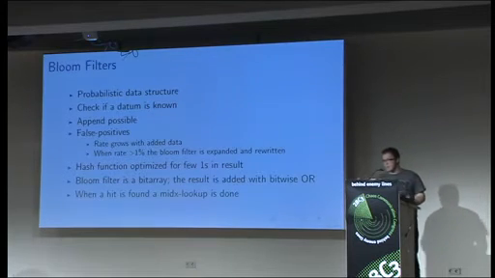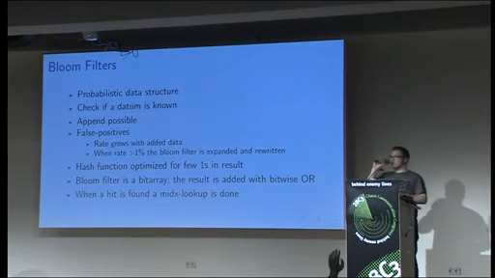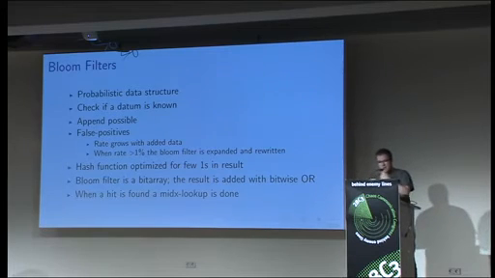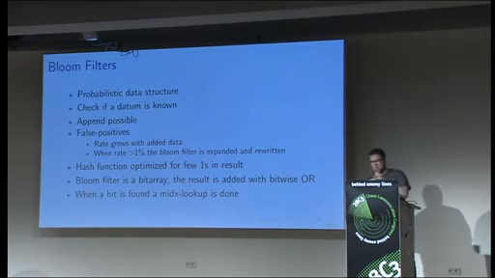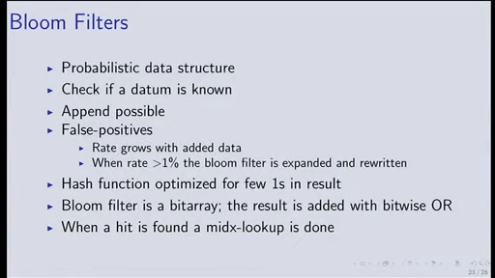So we use Bloom filters. Who of you knows Bloom filters? Okay. Bloom filters are a probabilistic data structure. You can check if you have seen a datum before with a given probability. The probability is the probability for false positives. At first, this sounds weird. Why do you use something that has a false positive rate? But they are pretty fast, and you can append to them. And you can calculate how big your probability of a false positive is. And if we have a probability of bigger than 1%, we just recreate the Bloom filter.